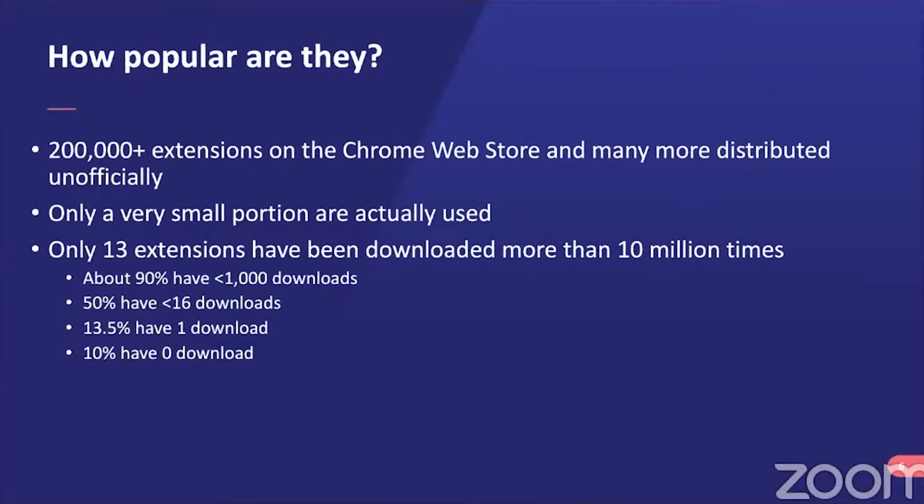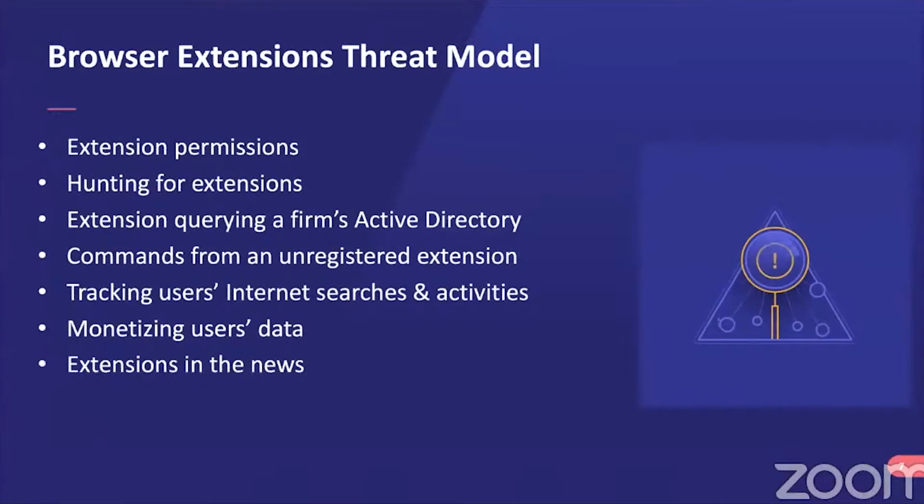And as far as my research has gone, just about every single corporate environment that I've looked at over the last few years has browser extensions installed. So let's go over the threat model here. Let's first take a look at the permissions, otherwise known as capabilities. And then we'll look at how we can go about hunting for these extensions within corporate environments. Then we'll take a look at some use cases, such as querying the Active Directory with an extension. We'll take a look at some unregistered extensions. And then we'll see how they're tracking users' internet searches and activities, as well as monetizing users' data.